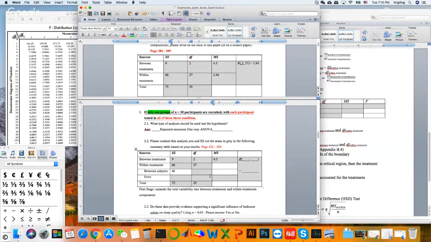And then the next part, the second stage, remove the between subject.